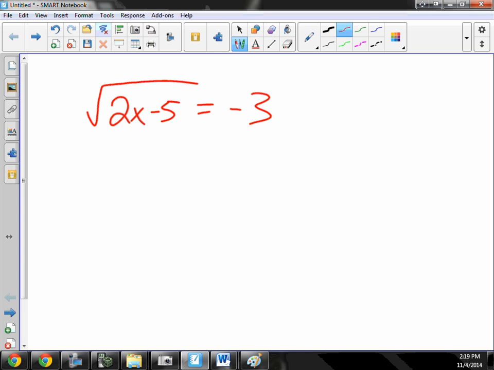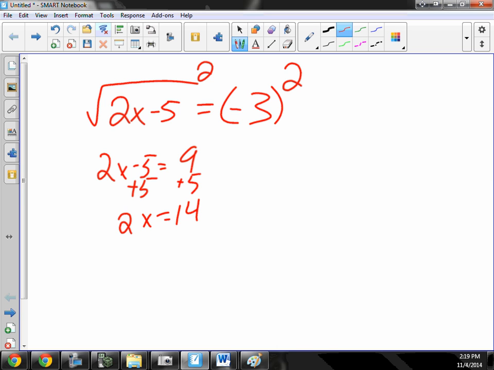I'm going to square both sides, and I get 2x minus 5 equals 9. Add the 5. 2x equals 14. Divide by 2. x equals 7. But when I plug 7 back in there, does it work? 14 minus 5 is 9. Square root of 9 is negative 3? No. So this one gave me an answer algebraically, but that answer doesn't actually balance out the equation.